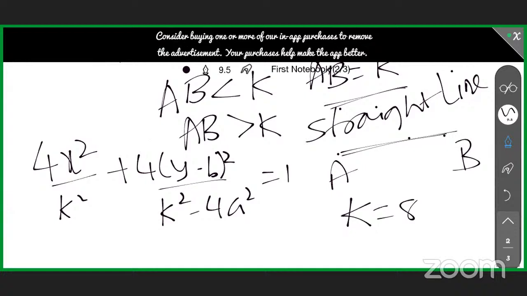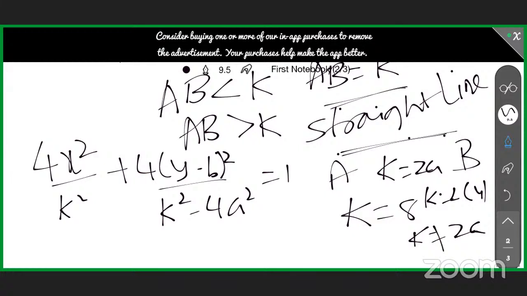What I have told, k should not be equal to 2a. That means, what is the value of 2a? K is equal to 2 into 4, k is equal to 8. Therefore, I can't use this equation because k is equal to 2a. So k is equal to 2a means k is equal to 8, and it is happening.